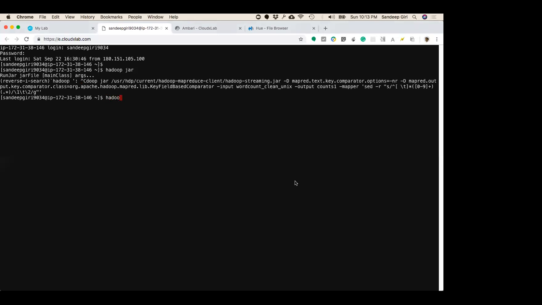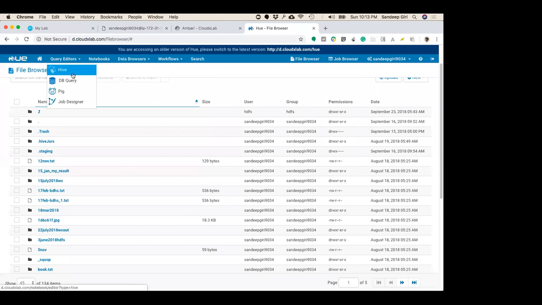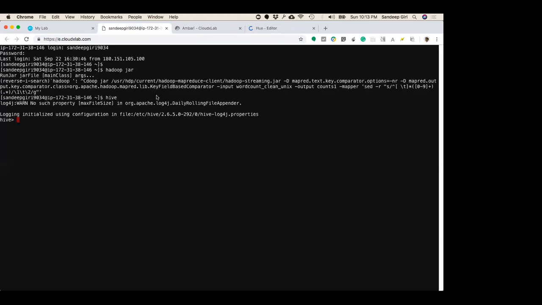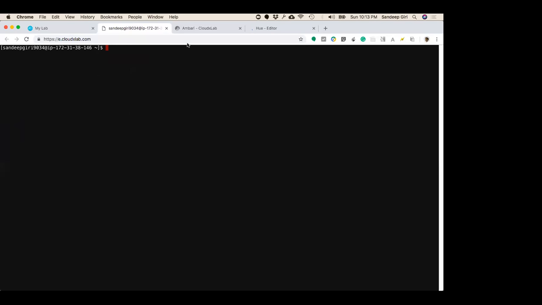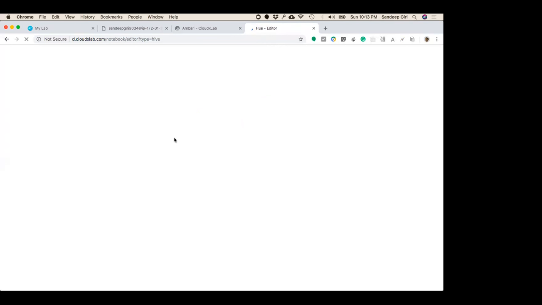Then you can interact with the file system and so on. If you want to interact with Hive, you can type hive here, or you could go to Hue, click on query editor and click on Hive. That'll open the query editor. All right, that way you can interact with Hive. It's going to show you the Hive editor. So here the Hive text editor is the place where you can write your queries.